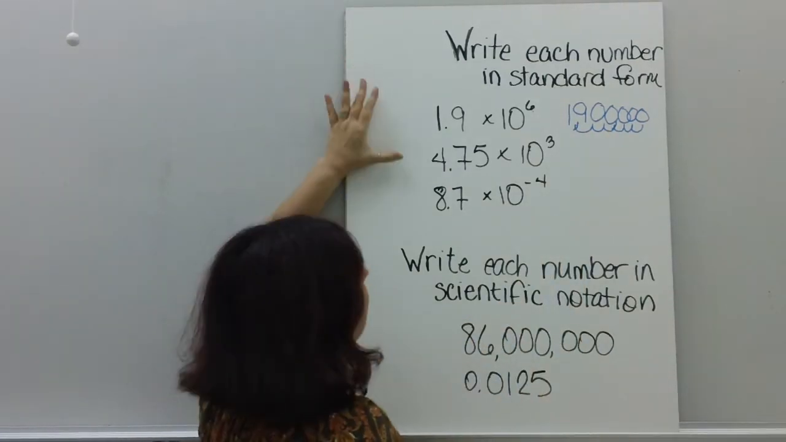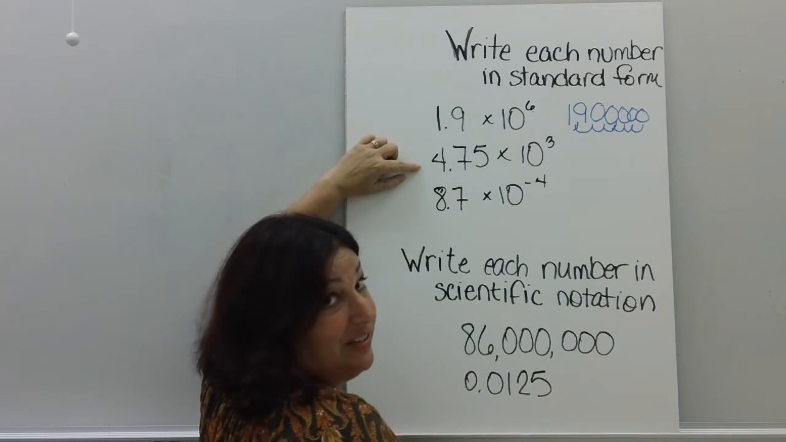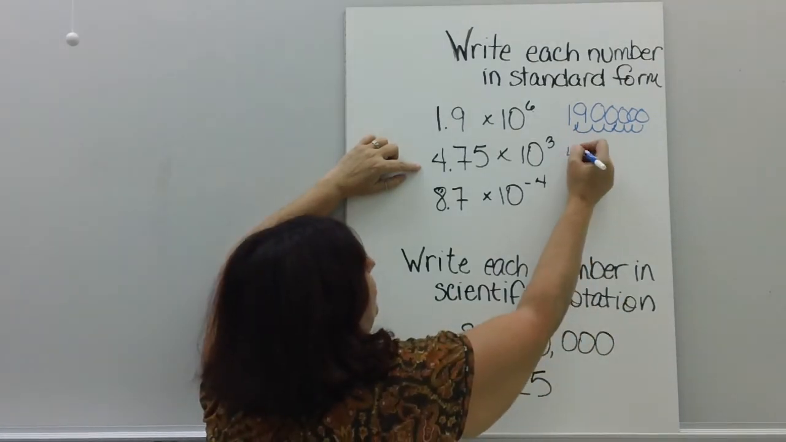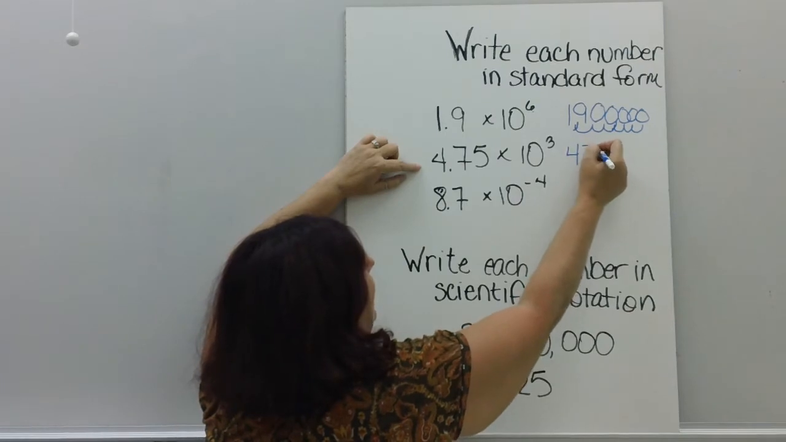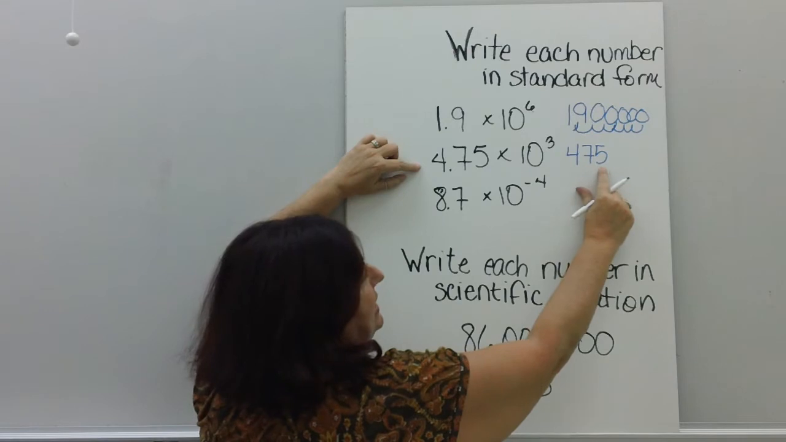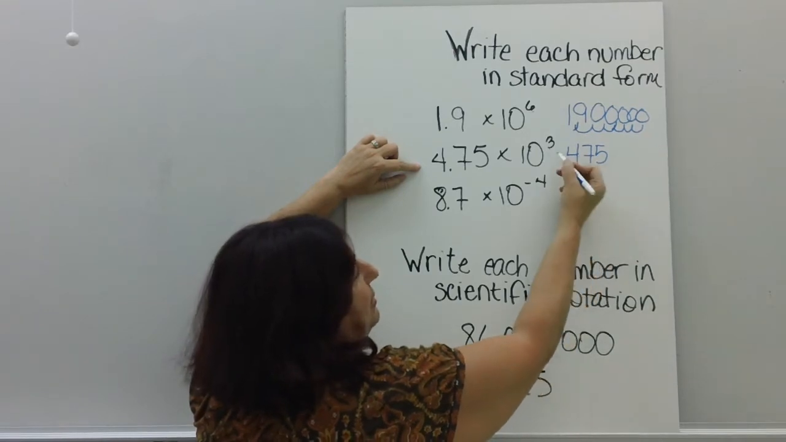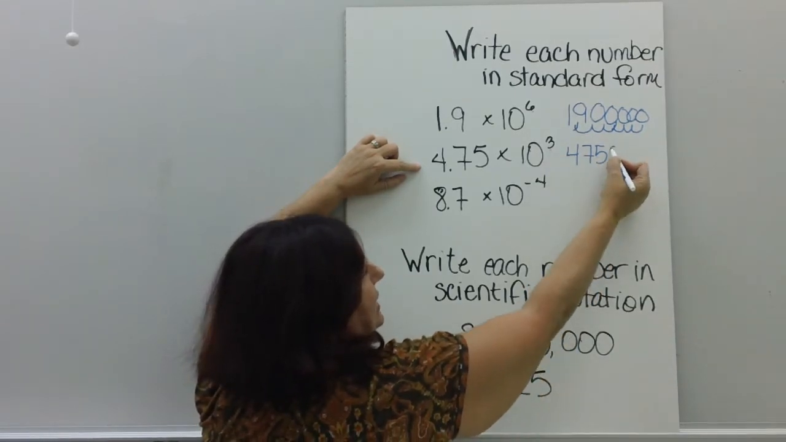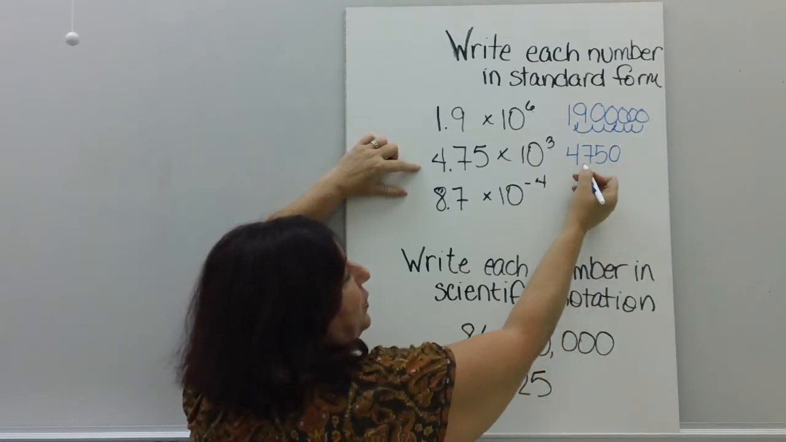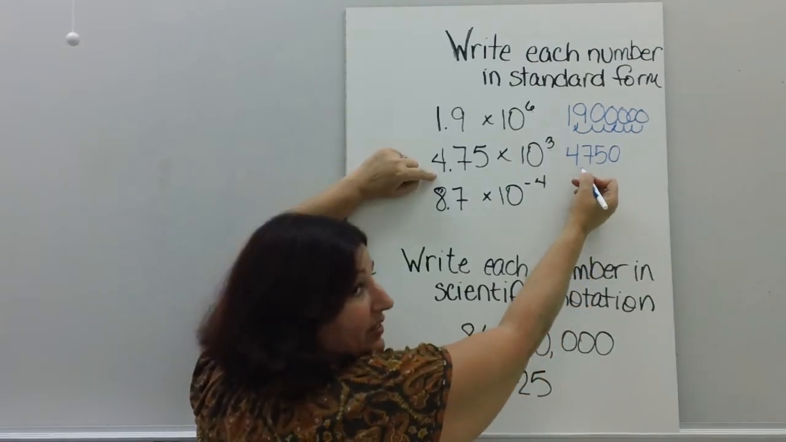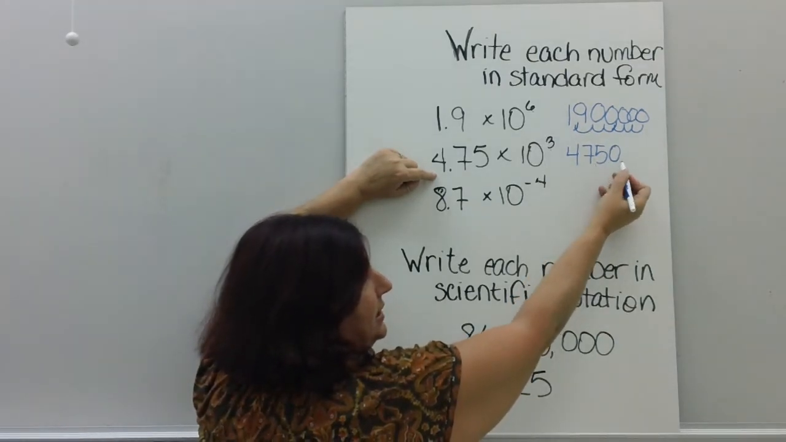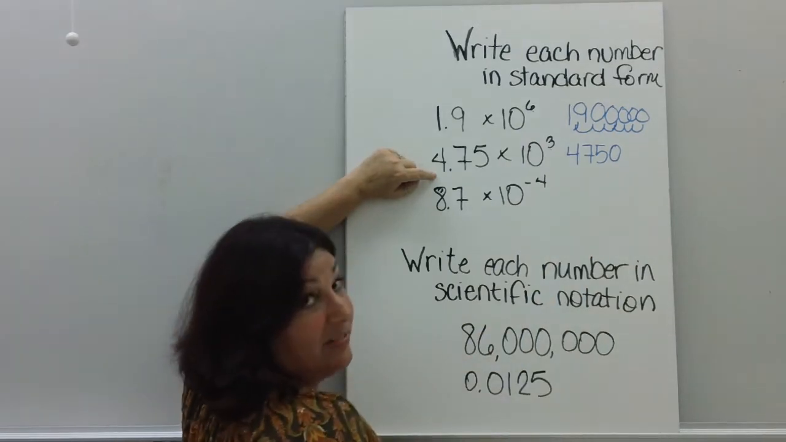$1,900,000. 4.75 times 10 to the 3rd power. 4, 7, 5. This is 1 decimal place. And because I had to move it 3 decimal places, I'm only going to add 1 zero. So when my decimal was 4.75 and I multiply by 1,000, I'm looking at 4,750.